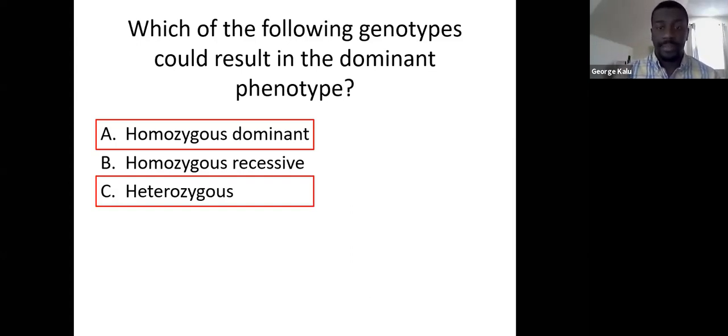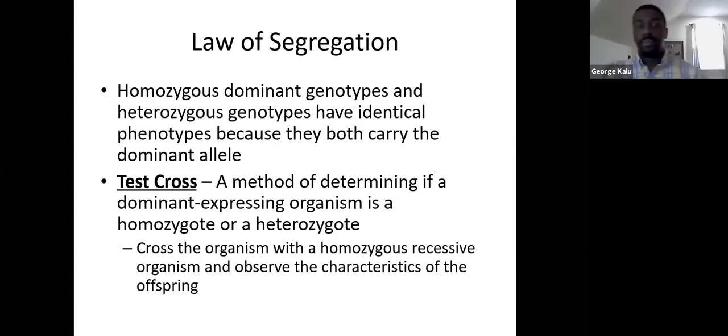Perfect. So one of the things that becomes important for us to be able to do as biologists and as geneticists is we want to be able to identify what someone's genotype is, in order to then figure out what their offspring are going to do.